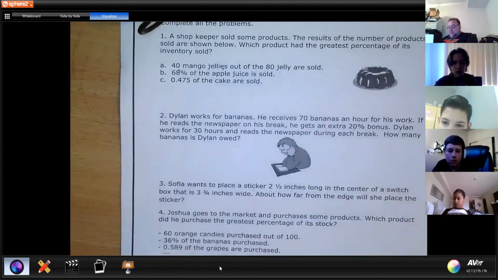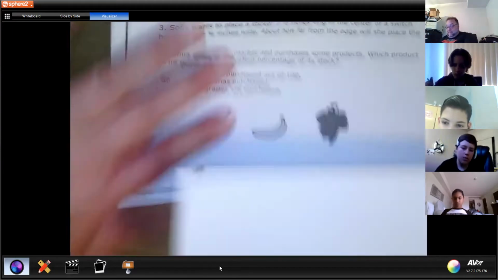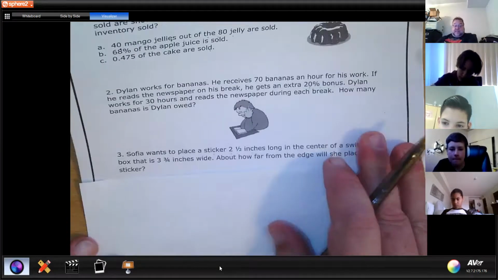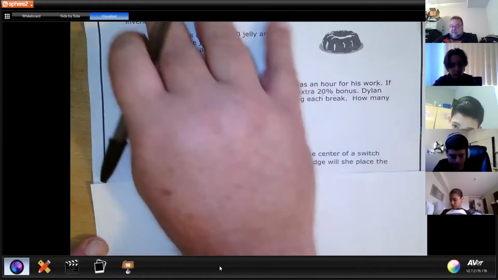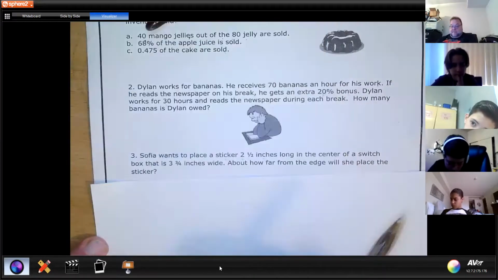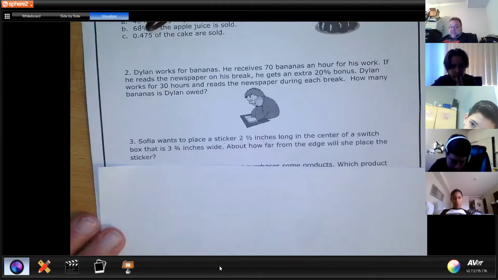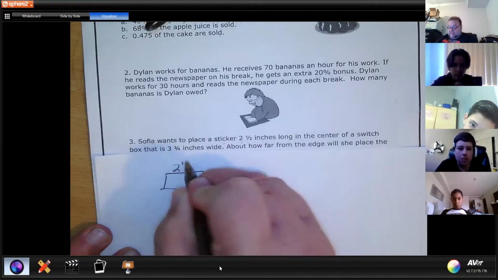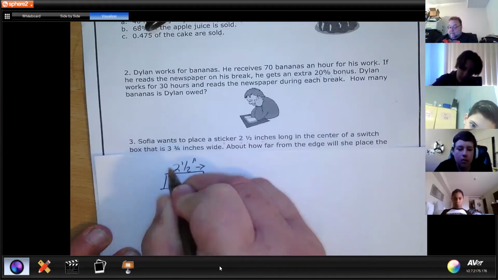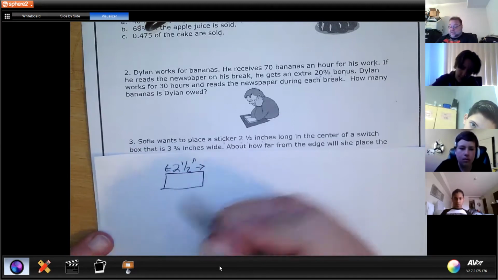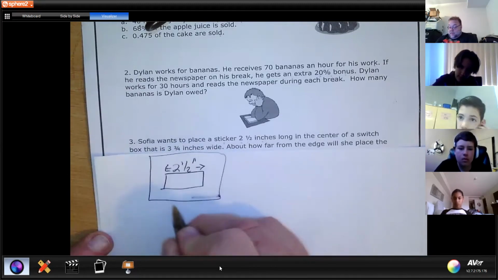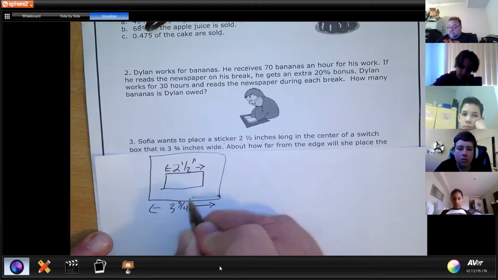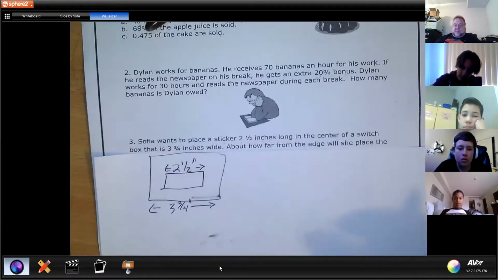All right, let's look at number 3. Number 3 says that Sophia is a little OCD, and she wants to place a sticker that is 2.5 inches long on a switch box that's 3 3/4 inches wide. And on top of that, she said she wants it centered.